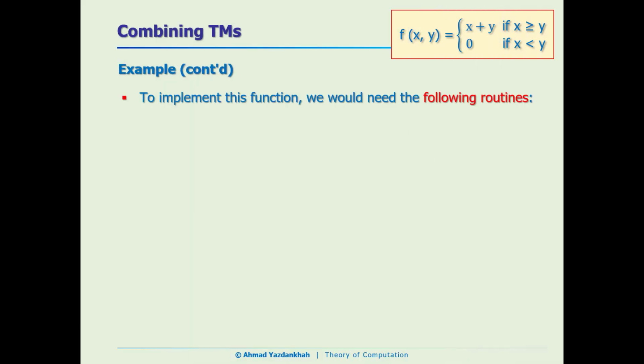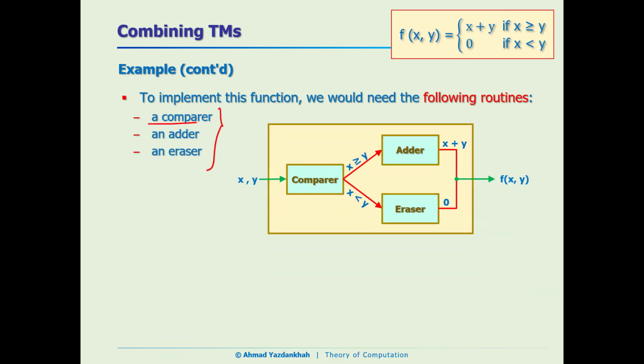Okay, so to implement this function, we would need three parts: a comparer, an adder, and an eraser. And here is how we combine them. We put the comparer here. This is a simple Turing machine whose job is to compare x and y. If x is greater than or equal to y, then it goes that way. And if x is less than y, it goes this way, right?